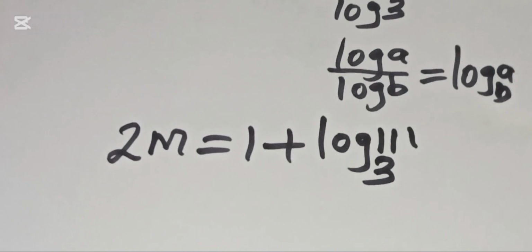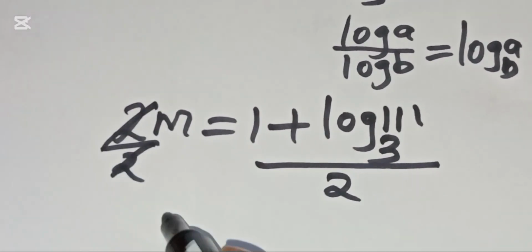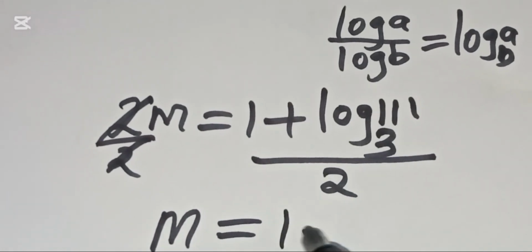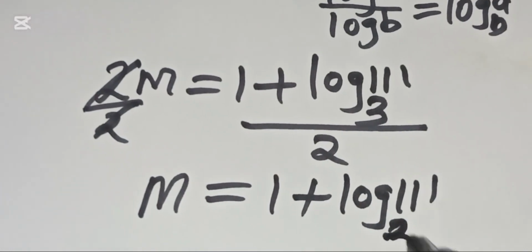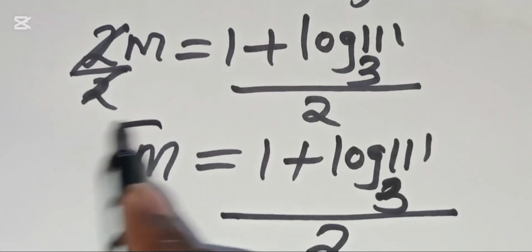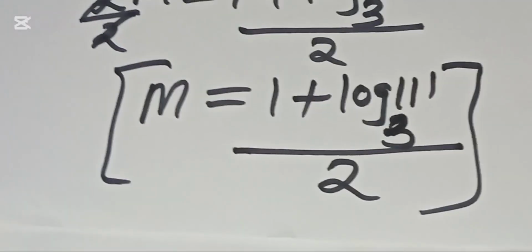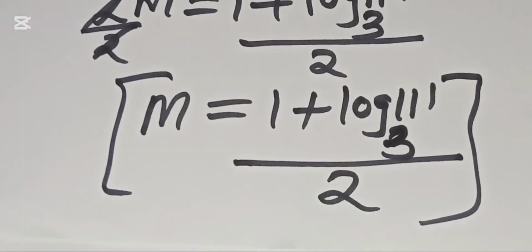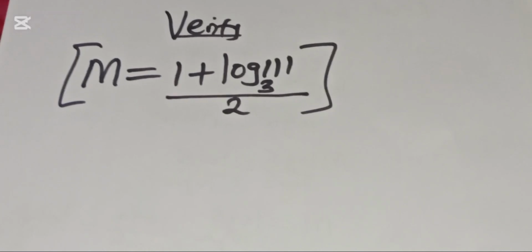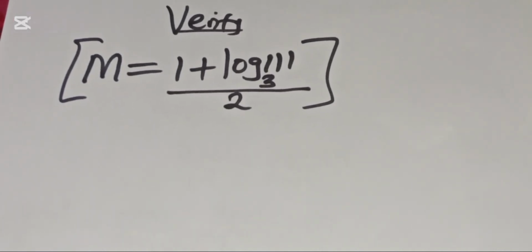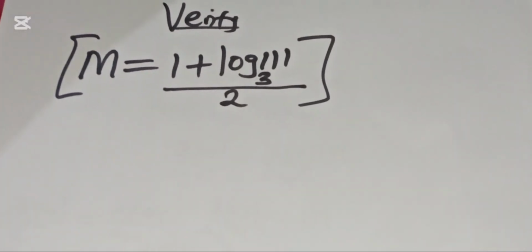We divide both sides by 2, so that the value of m is equal to 1 plus log 111 to base 3, everything divided by 2. This is the value of m. Let's verify if this value of m satisfies the equation.